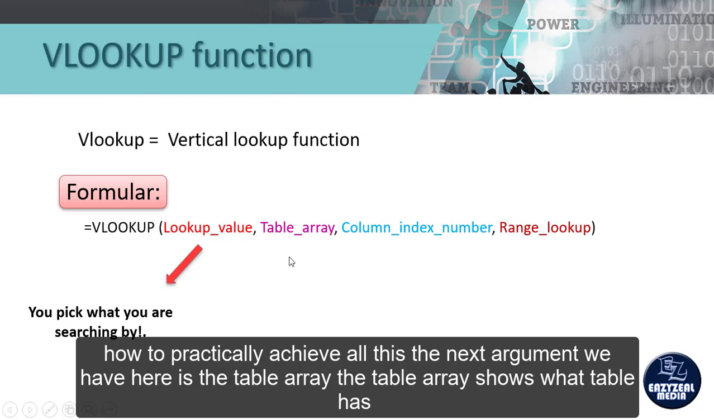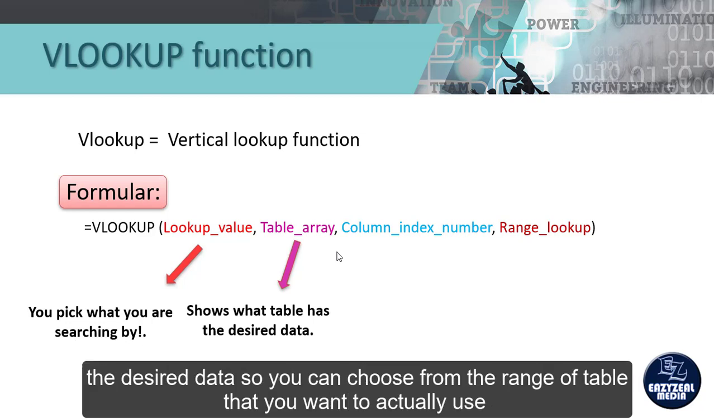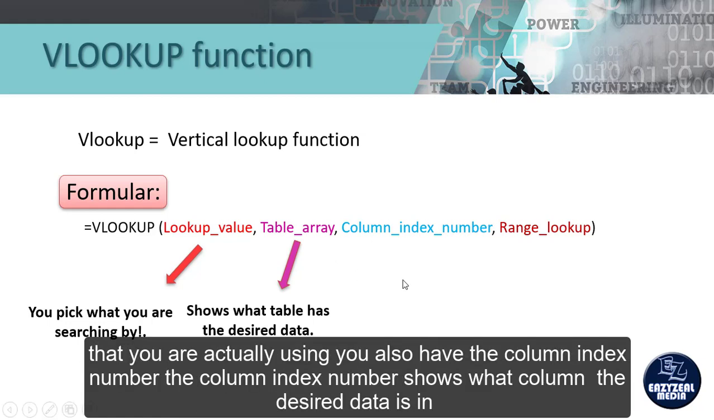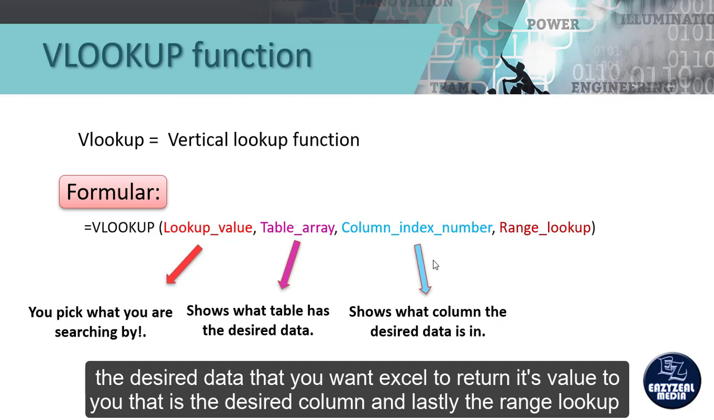The next argument we have here is the table array. The table array shows what table has the desired data. So you can choose from the range of tables that you want to use to search for the lookup value. That means you're generally using the table that shows the desired data. We also have the column index number. The column index number shows what column the desired data is in. So the desired data that you want Excel to return to you, that is the desired column.